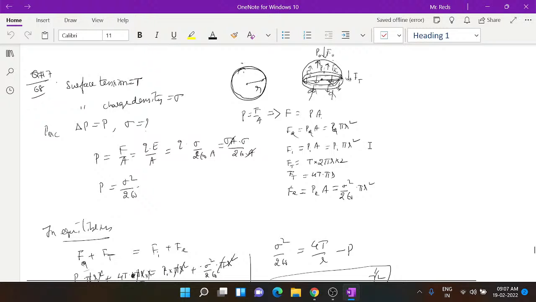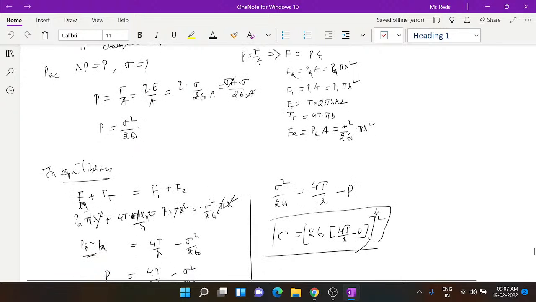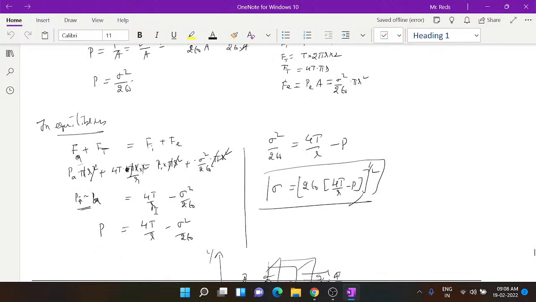So overall, as the soap bubble is in equilibrium, the net force acting on it will be equal to 0. So net downward force equals net upward force. The force due to atmospheric pressure and the force due to surface tension act downwards, and the force due to inside pressure and the electrostatic force act in the upward direction. Hence, if we equate them, we get excess pressure P is equal to 4T by r minus sigma square by 2 epsilon naught. Simplifying this further, we get sigma is equal to 2 epsilon naught into (4T by r minus P) to the power half.